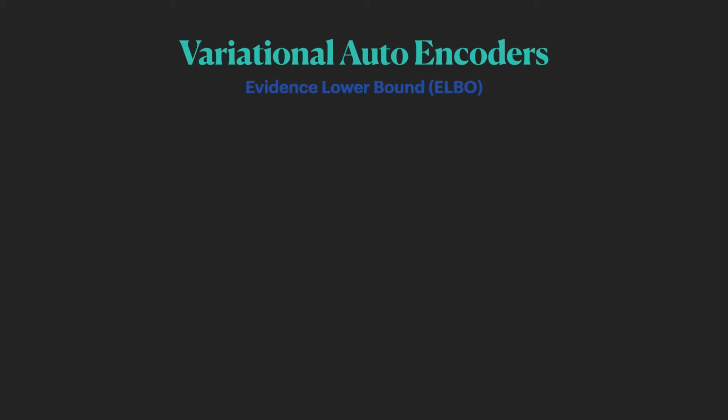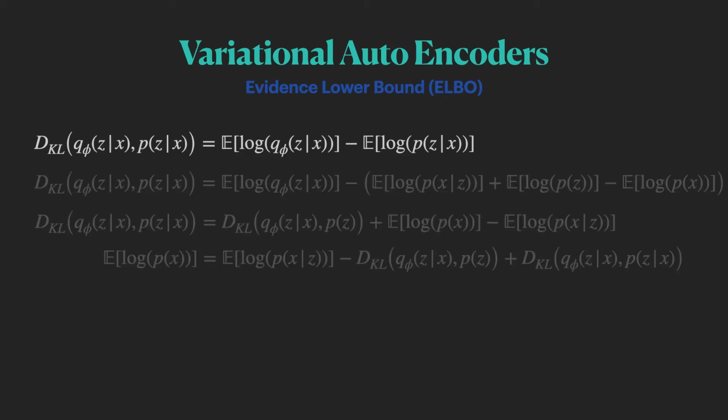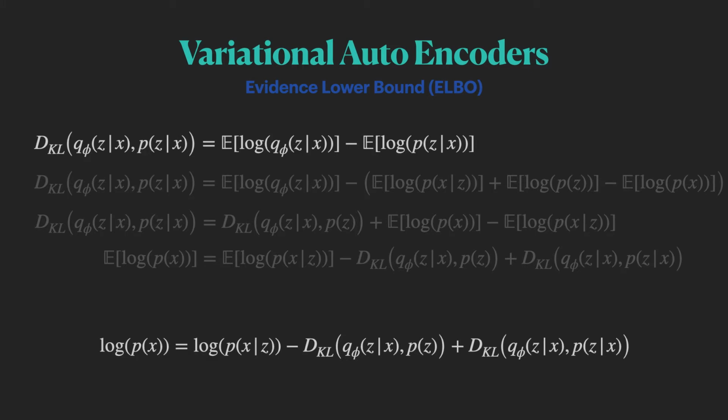So what does variational inference have to do with variational autoencoders and the evidence lower bound? If we look at the definition of KL divergence between the posterior and our approximation and follow some math, we get this expression. We have log P of x, which is our evidence, is equal to the ELBO, which is the evidence lower bound, plus the KL divergence that we started with.